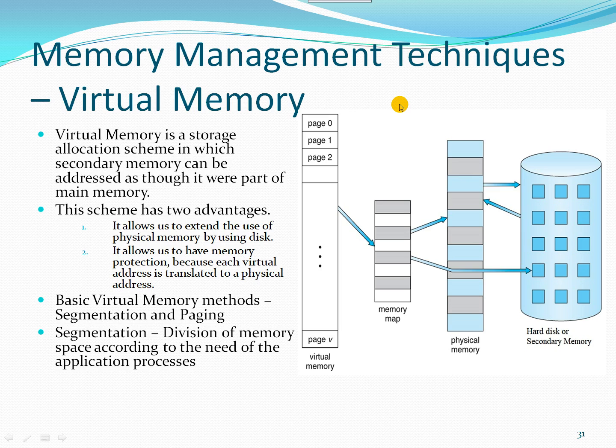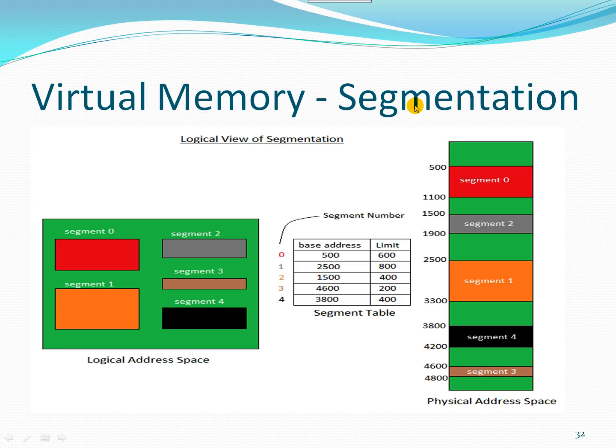The basic virtual memory methods are two. One is segmentation, another one is paging. What is segmentation? Segmentation is a division of the memory space according to the need of the application processes. So segmentation is a division of memory into segments with variable lengths.